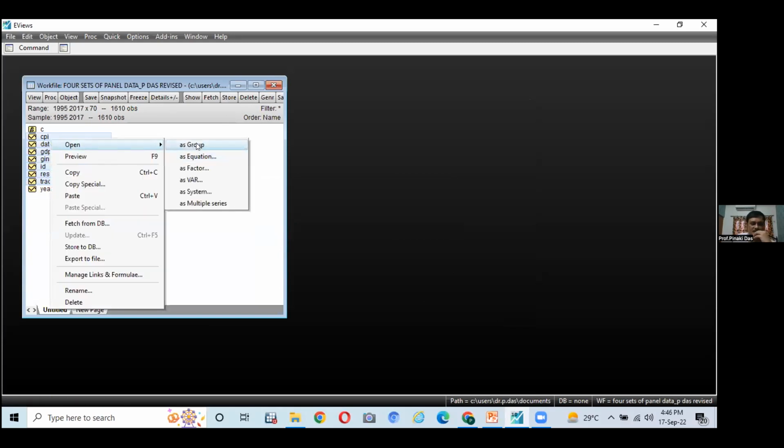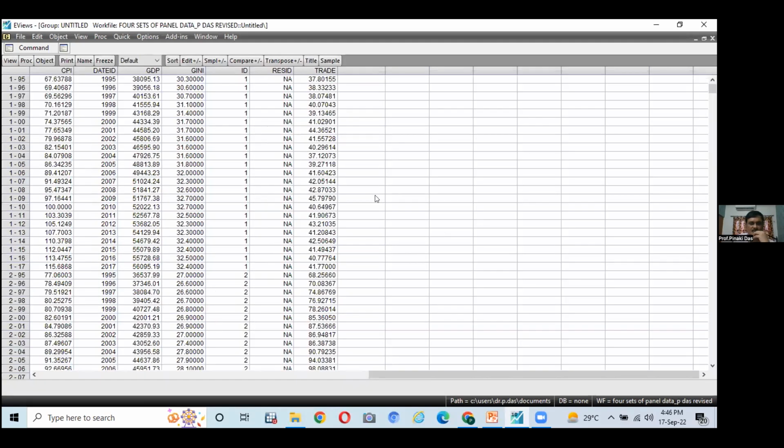Open the data set as a group. Yes, this is the data set. Okay, this is the data set.